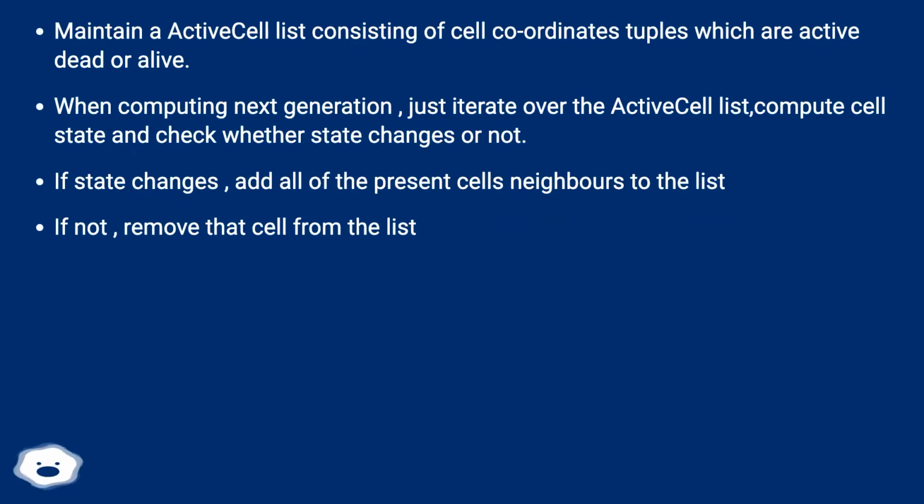Maintain an active cell list consisting of cell coordinate tuples which are active, dead or alive. When computing the next generation, just iterate over the active cell list, compute the cell state and check whether the state changes or not. If the state changes, add all of the present cell's neighbors to the list. If not, remove that cell from the list.